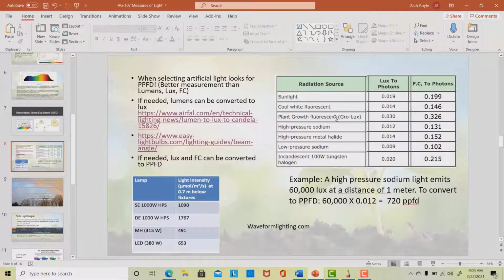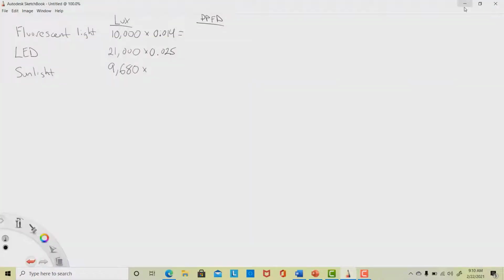Oh, there's fluorescent right there, 0.030. Okay, so in this case, this fluorescent is a little bit higher. You can use this measurement, or you can use this waveform lighting if you like, either one. I'll stick with the waveform lighting for now, but I have fluorescent right there. I just did not see it. Anyway, our sunlight is 0.019. Okay. So now let's multiply these all together.